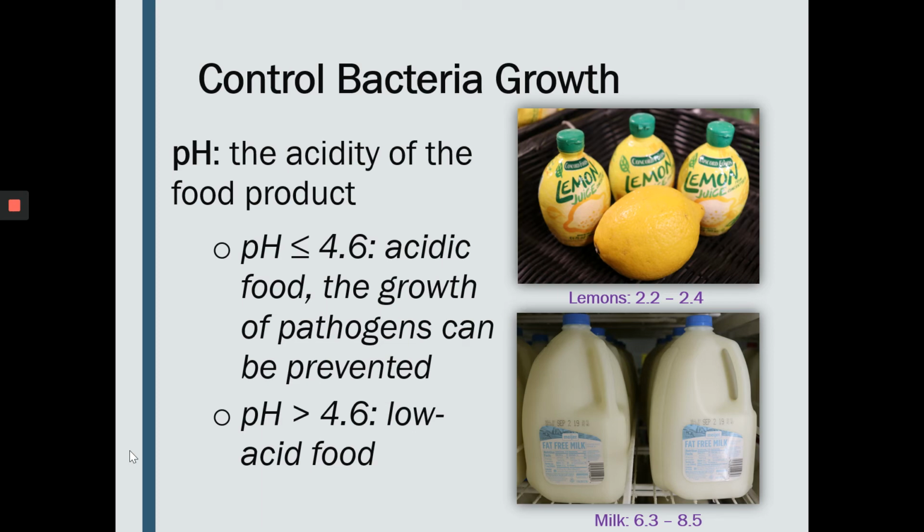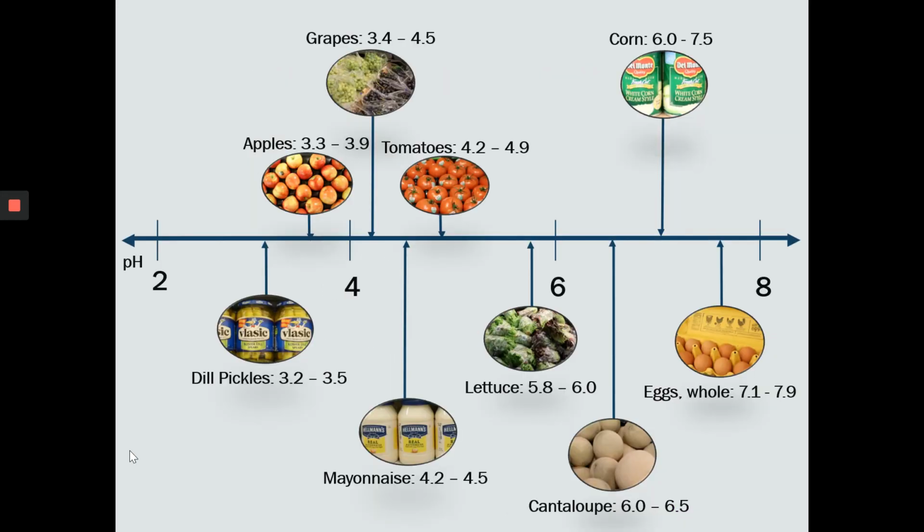Lemons are an example of an acidic food. The pH of a lemon ranges from 2.2 to 2.4. If the pH of a food is greater than 4.6, it is considered a low-acid food. Many pathogens can grow in low-acid foods. Milk is an example of a low-acid food. Milk has a pH range of 6.3 to 8.5. This chart shows the pH range for some common foods.